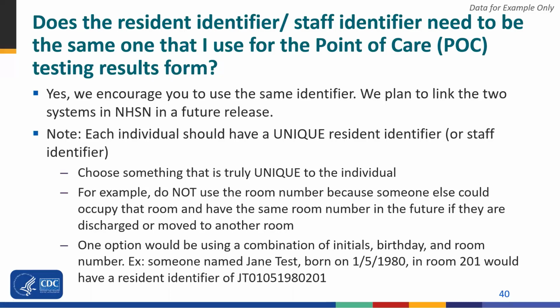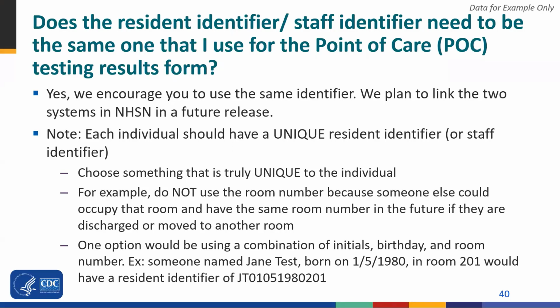Just some general reminders about choosing a resident or staff identifier. You should select something that is unique to that individual. So you don't want to just use a room number, since multiple people could occupy that room number over the course of time. We provide one option here just as an example, but again, any convention that your facility uses, especially if they already use it for point of care or another method or another form in NHSN, is totally acceptable. So this example here, we're using a combination of initials, birth date, and room number.